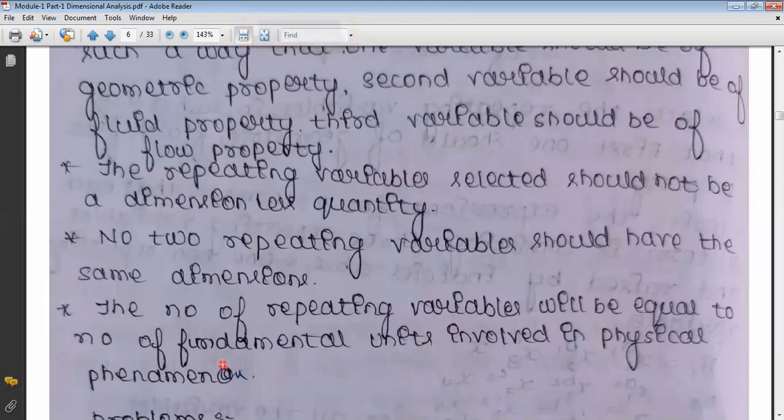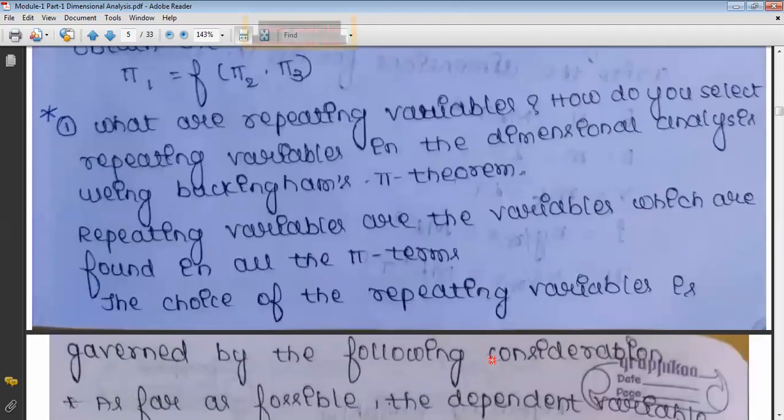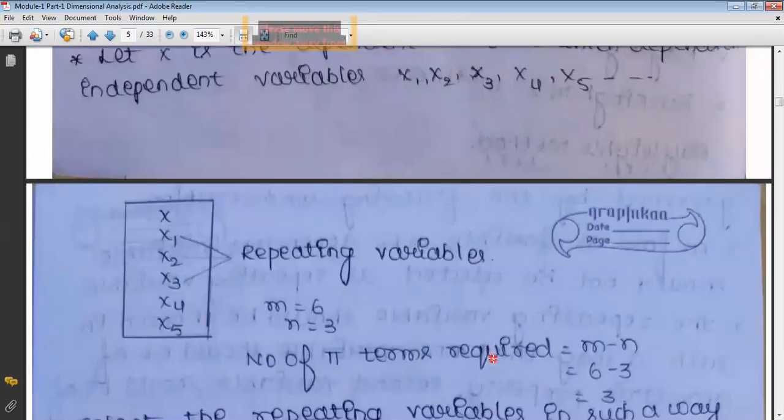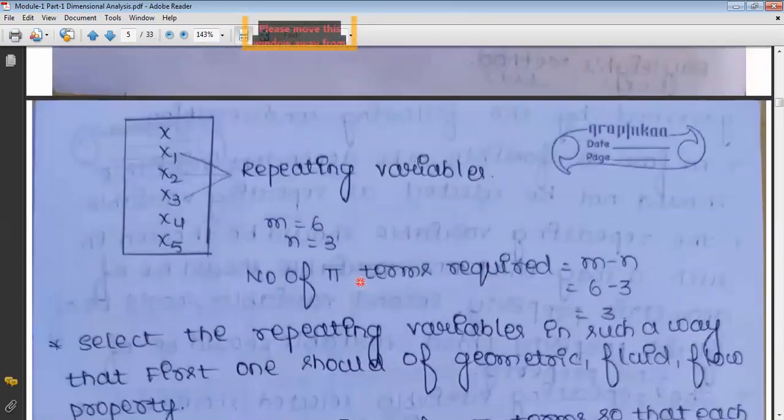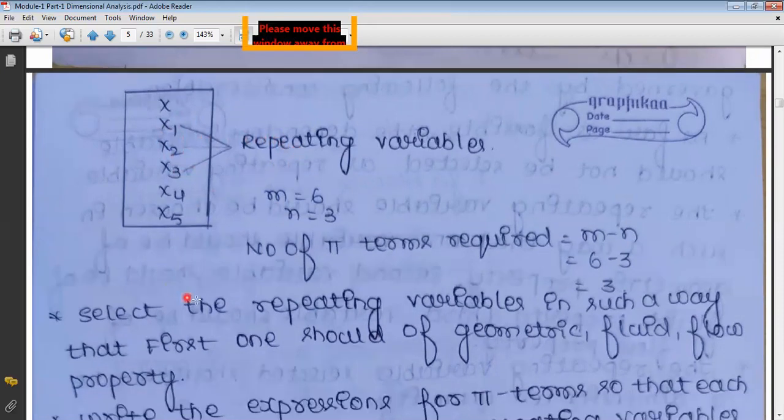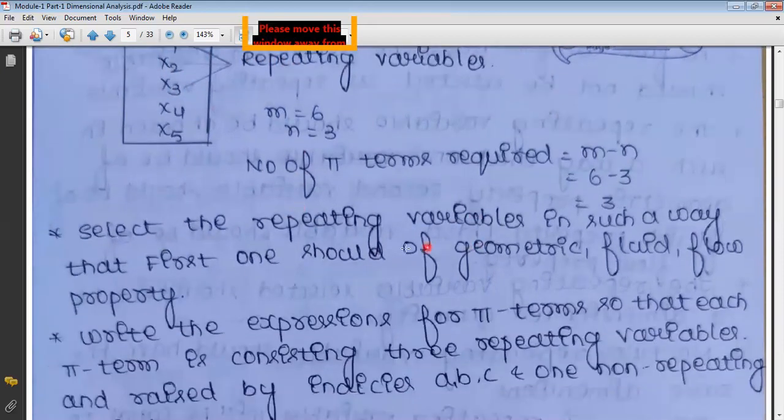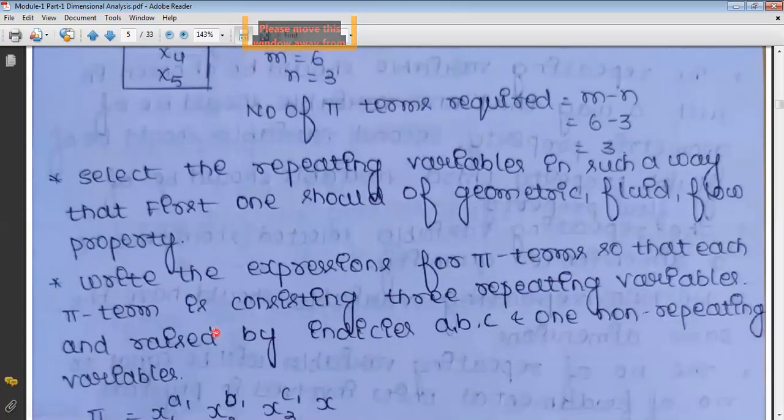So after selecting the repeating variables, that is the second step in Buckingham's pi theorem. See here in this particular case, I have selected x1, x2, x3 as repeating variables. After selecting the repeating variables, you have to write the expression for pi terms. In the present problem, there are 3 pi terms. Each pi term should consist of the 3 repeating variables raised to indices.